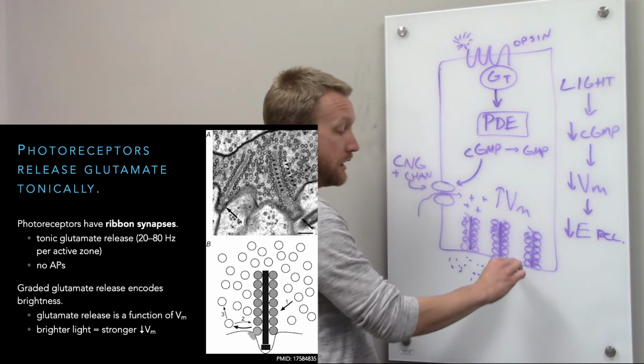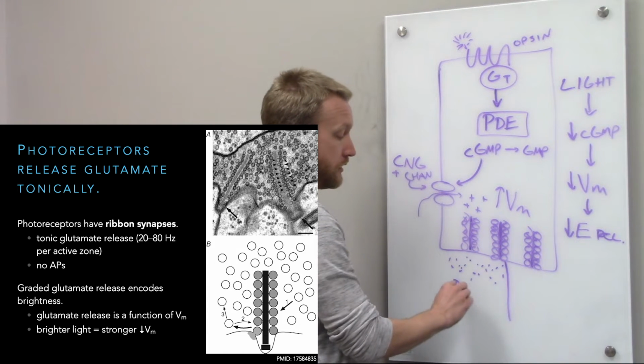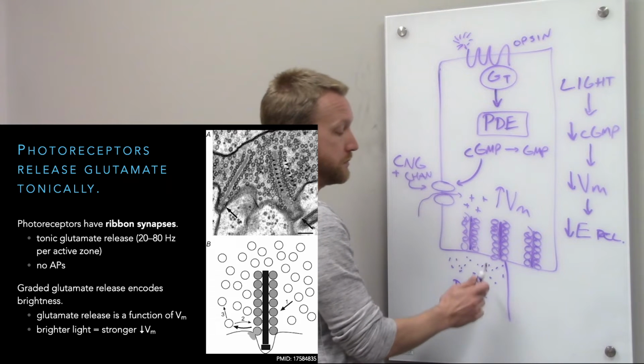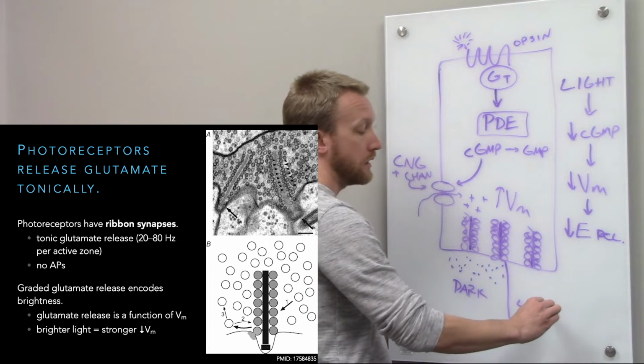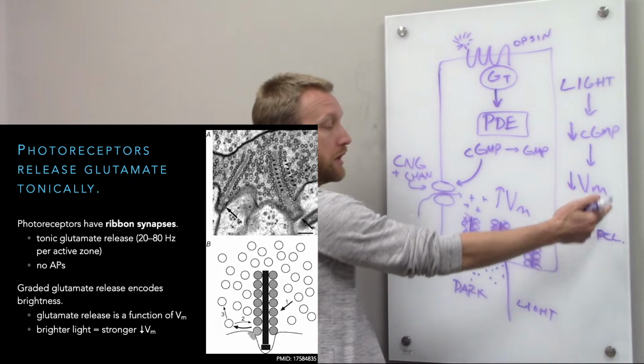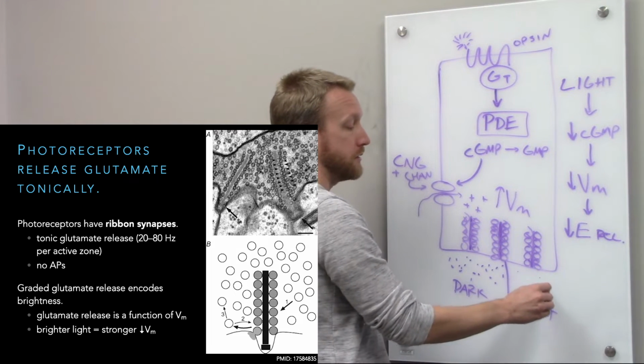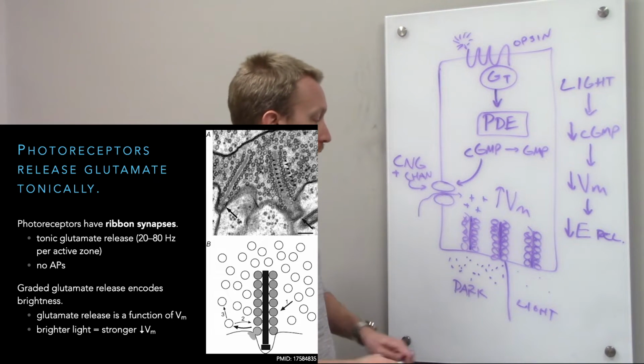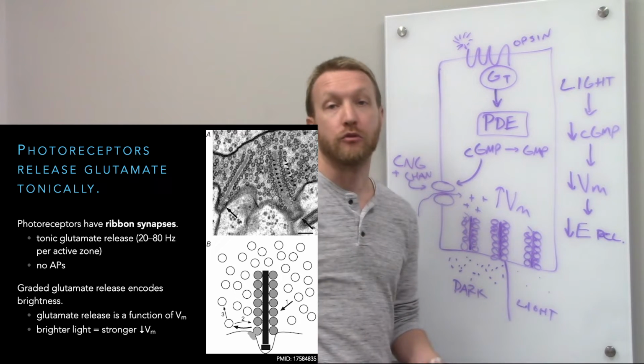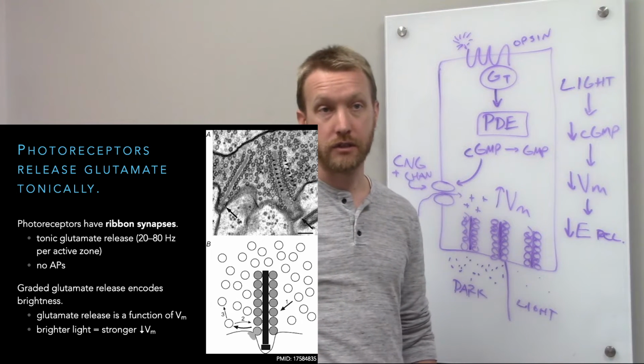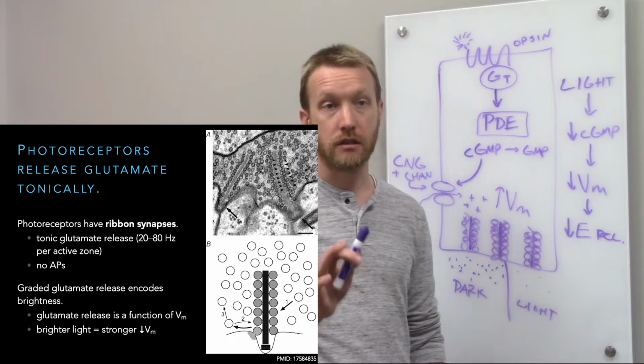until we hit with light. So let's just put dark over here. We're spitting out a lot of glutamate. With light, we hyperpolarize, don't spit out as much glutamate, and that's what's going to be detected by the rest of the retinal circuitry, a decrease in glutamate.